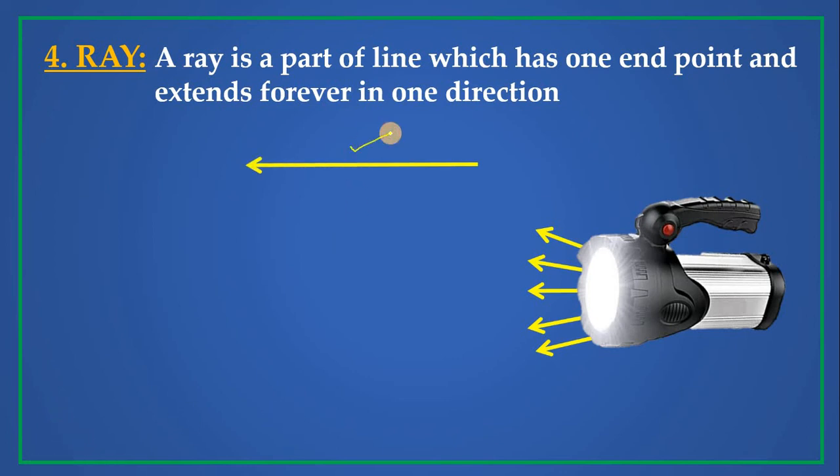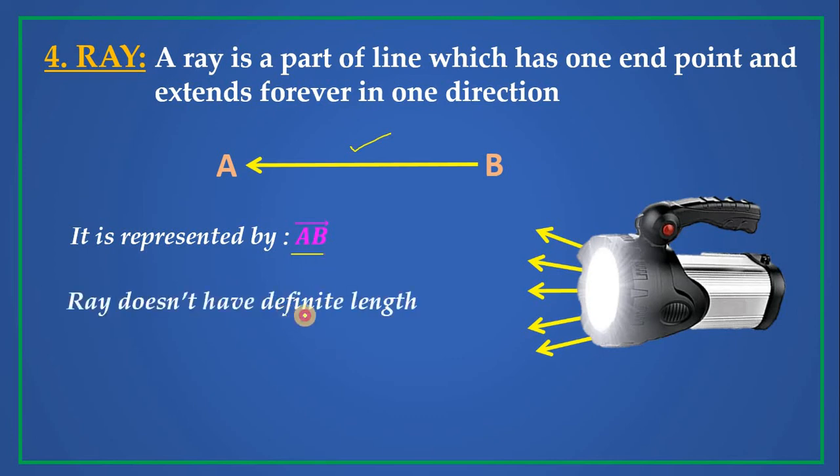You can show the arrow mark on the left-hand side or the right-hand side. It's not a problem here. I'm naming this ray as AB, and it is represented like this. Write AB, and just over AB you write the symbol of a ray. And a ray also doesn't have a definite length, children, because we can extend it in one direction. When we keep extending in a direction, we couldn't get a proper length. Hence, a ray also doesn't have a definite length.